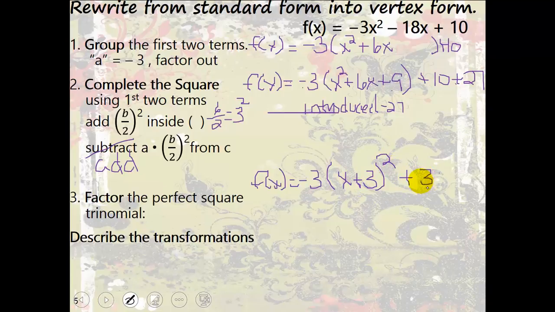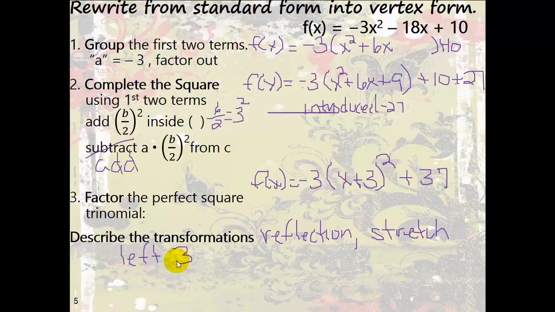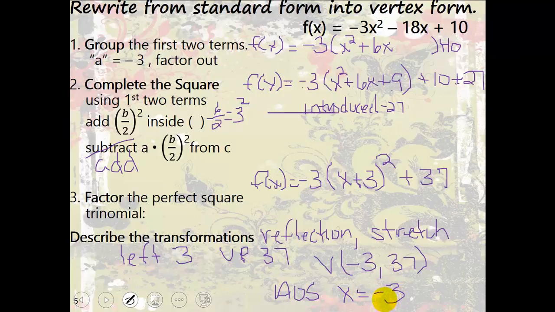And now we're going to talk about the transformations. This is reflected because there's a negative sign out in front. It has a dilation of a stretch because 3 is bigger than 1. It's shifted left 3 and up 37. So that means my vertex is negative 3, positive 37. And my axis of symmetry is x equals negative 3. Okay?